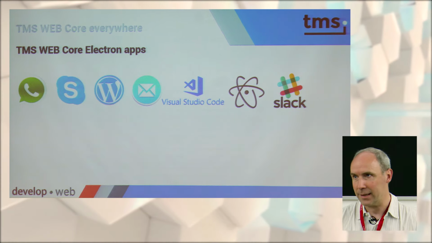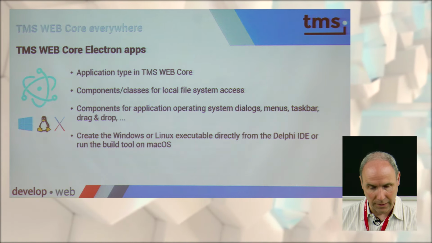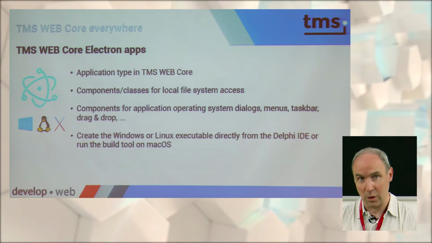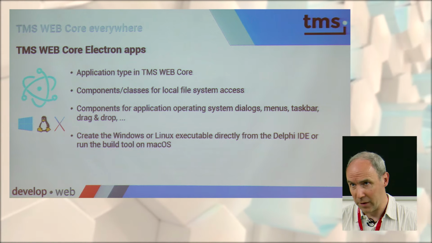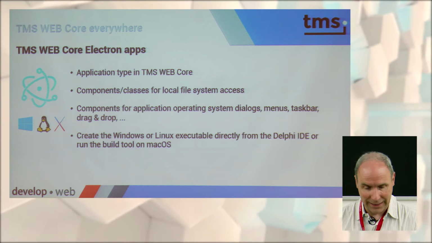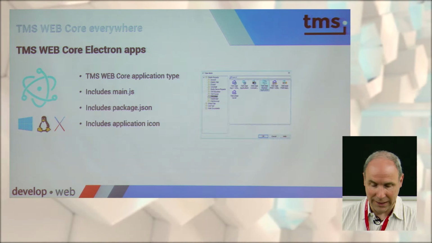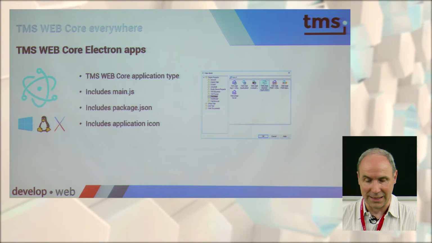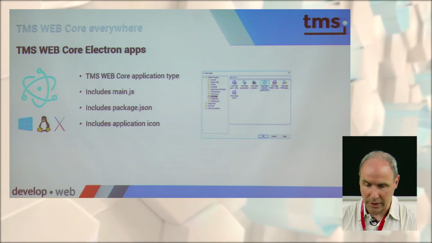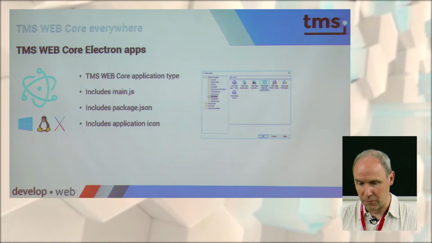The Slack client is also a client that was created with the Electron framework. So from TMS Web Core, we can also use that Electron framework to create cross-platform desktop applications. It's an application type that is integrated into the IDE you can select from, and then when you compile, it will generate a cross-platform desktop application for you.